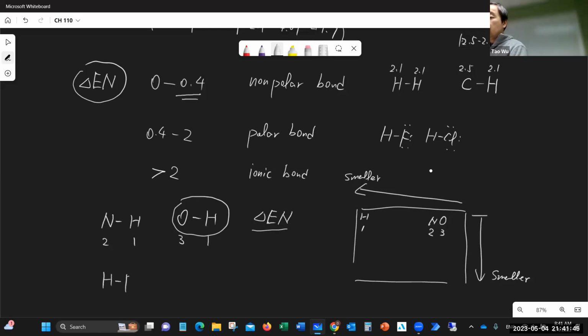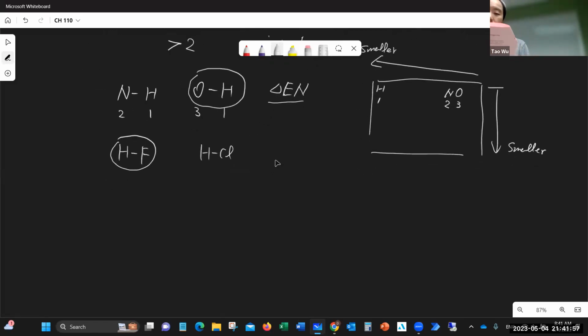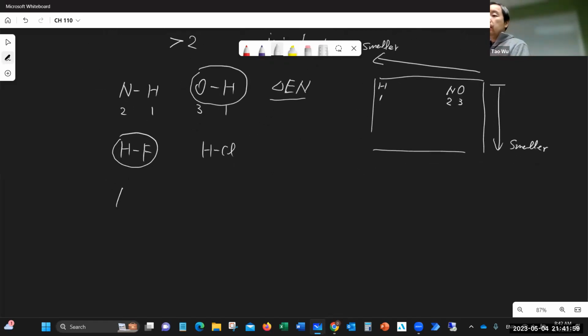Okay, then how about the next one? Hydrogen and fluorine, and hydrogen and chlorine. I think we already talked about this. Hydrogen-fluorine is bigger than hydrogen-chlorine. So let's look at the next one: a nitrogen-oxygen bond and a carbon-oxygen bond.